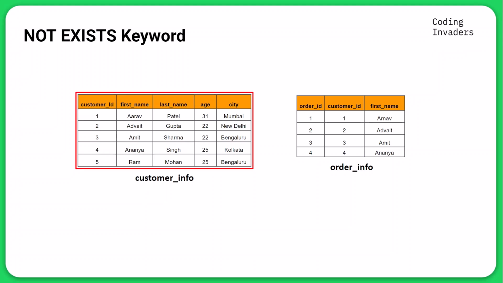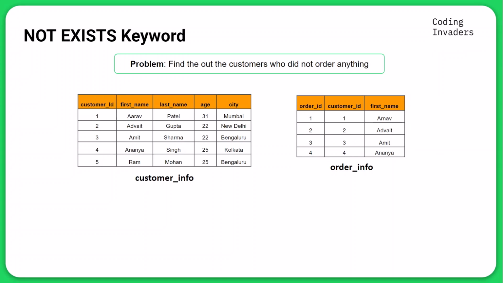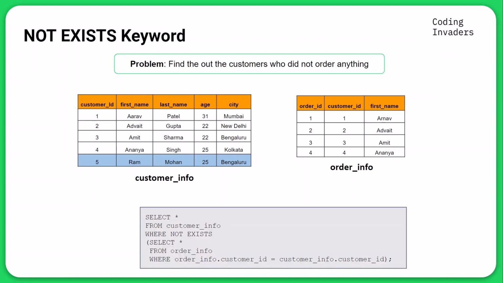The customer info has columns such as customer ID, customer first and last name, age and city. In the order info, there is information about order ID, customer ID and their first name. Now, you are given a task to find out the customer who did not order anything by just looking at the tables. You can observe that Ram Mohan, having customer ID 5 and age 25, who is from Bangalore, has not ordered anything. This is the SQL query to get the output.